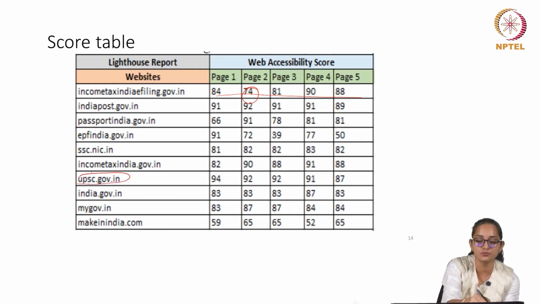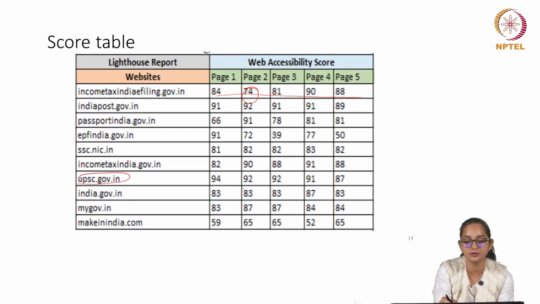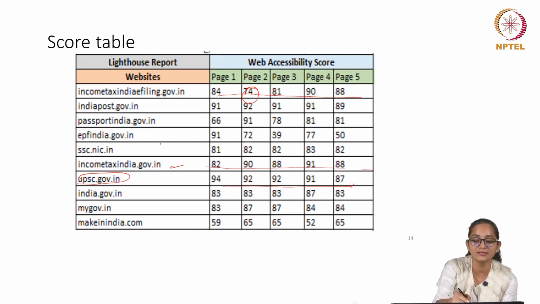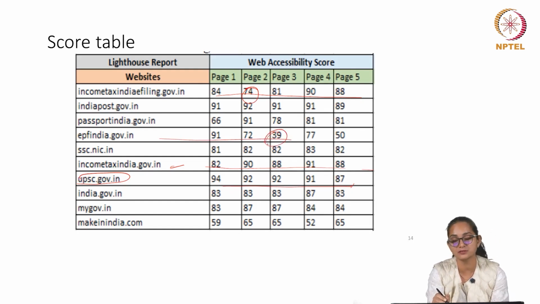For example, upsc.gov.in has reasonable accessibility. Similarly, Income Tax India has good scores, but some pages are really low. For example, EPF India has a page with a score of 39. This is really unacceptable. So, you can just evaluate and see which pages need more work.